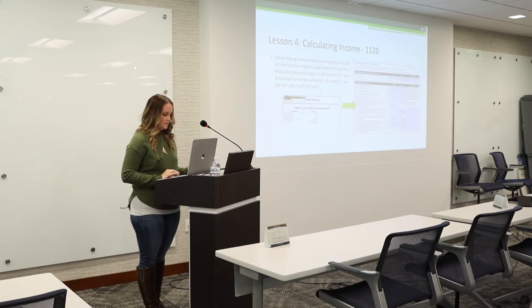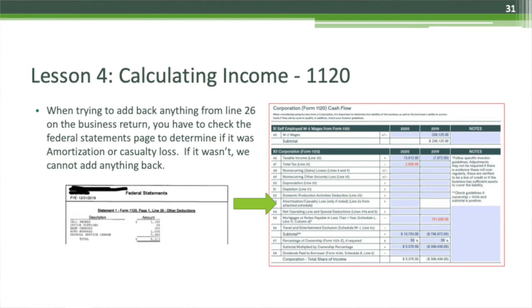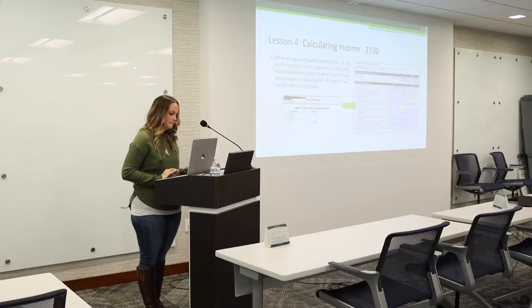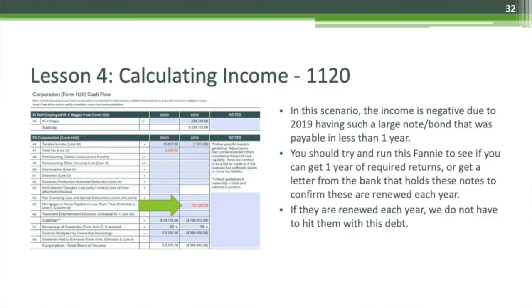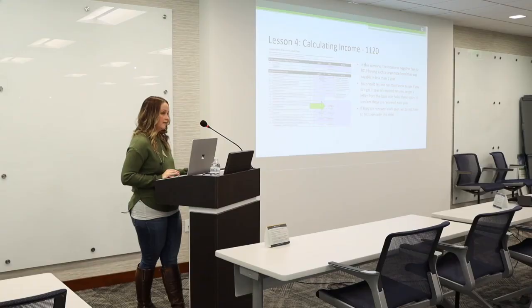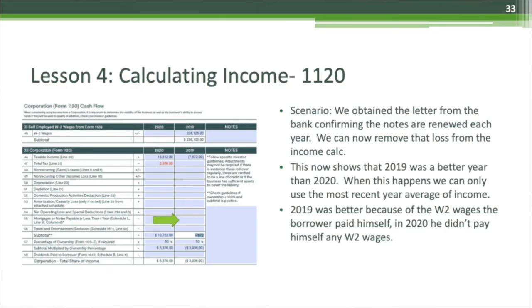All right, so here's the federal statements to check for amortization or casualty loss. And again, I don't see it here, so there's nothing that we can add back for this year, 2019. All right, so in this scenario, because of the large mortgages, notes, bonds payable in less than 1 year that they have, I would try and run this Fannie, because obviously this is in 2019, see if you can get a 1-year return. Or you could get a letter from the bank that states these will roll over year, and then you wouldn't have to hit them with this loss. So let's say that we got that letter, so we don't have to hit it with the loss anymore, so now I took it out.